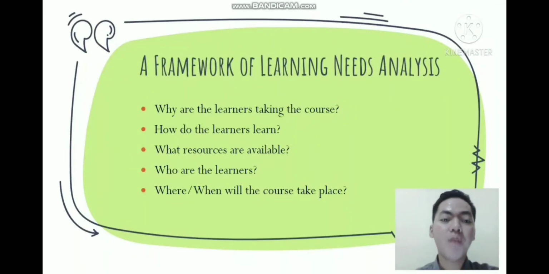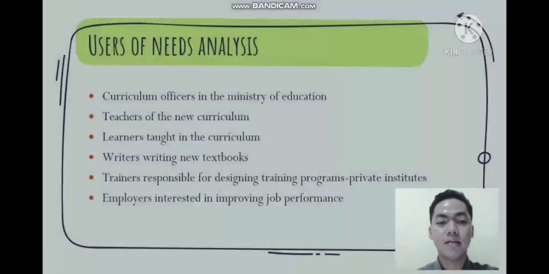There are five frameworks of learning needs analysis. Number one is, why are the learners taking the course? Number two is, how do the learners learn? Number three is, what resources are available? Number four is, who are the learners? And number five is, where or when will the course take place?